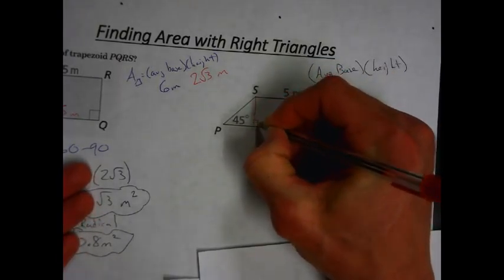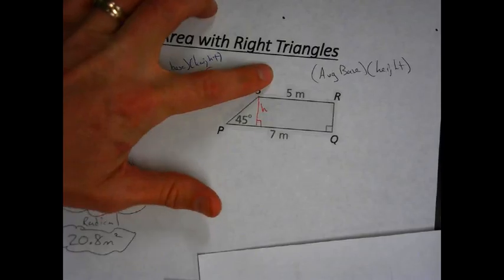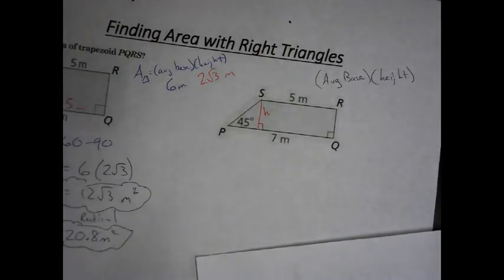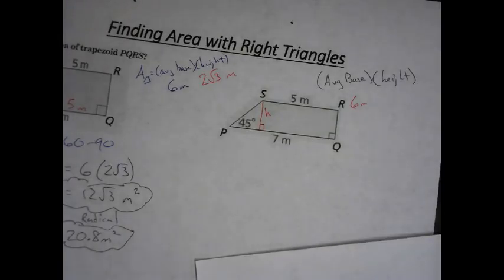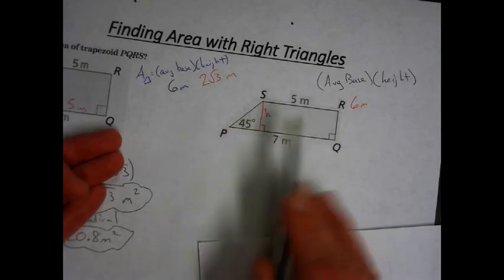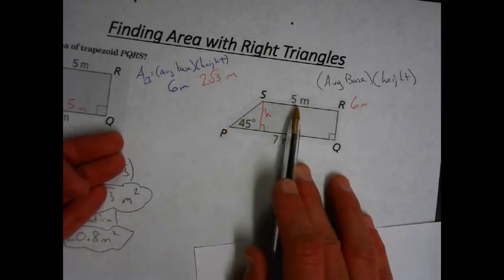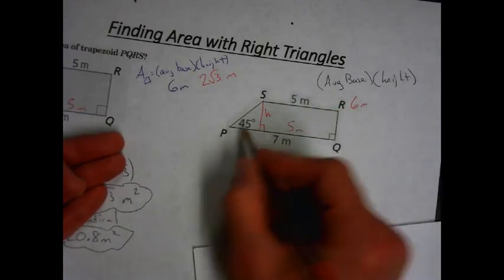So we're going to look for that height. Well, again, the average base should be pretty straightforward. 5 meters, 7 meters, add them, divide by 2. The average base is 6 meters. So what in the world is the height? Well, we're going to do some segment addition postulate, but backward. All the way across, the bottom base is 7 meters. All the way across, the top base is 5 meters. That leaves, for this leg here, again, 2 meters.